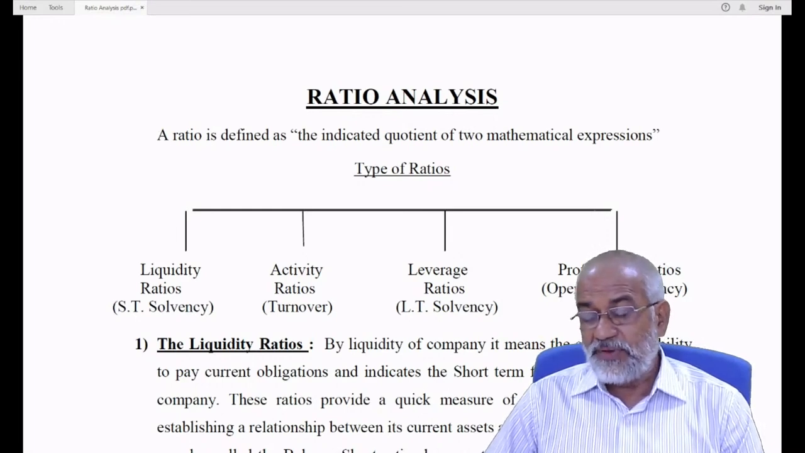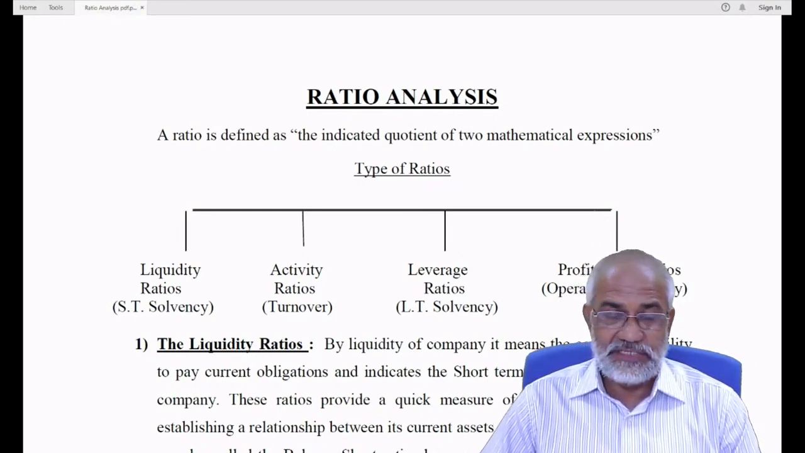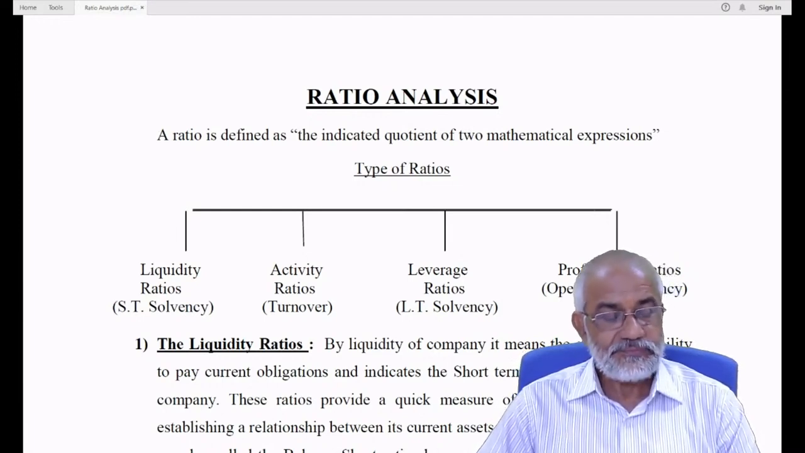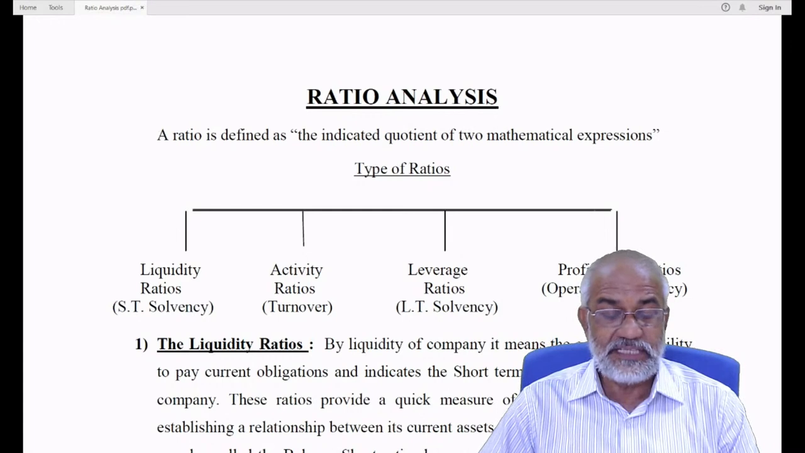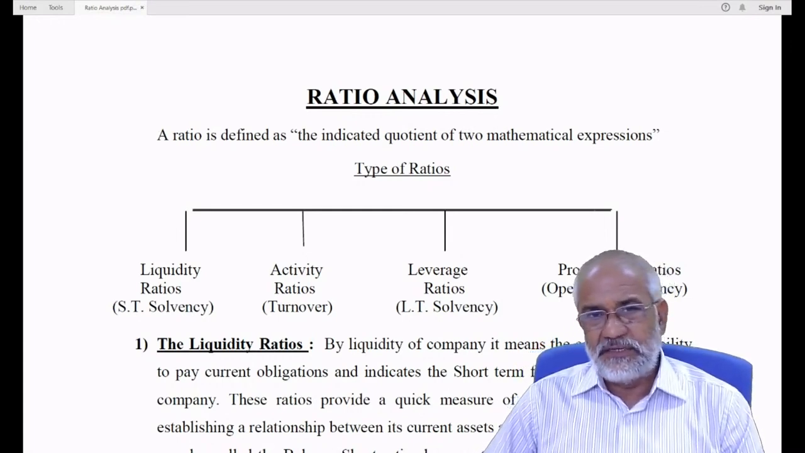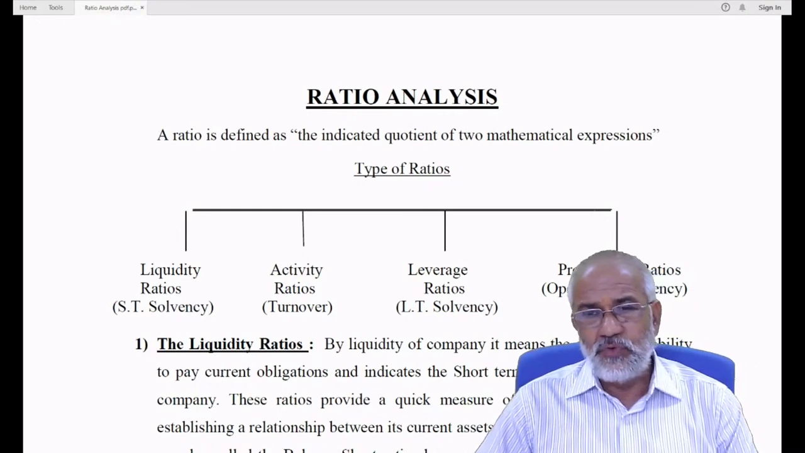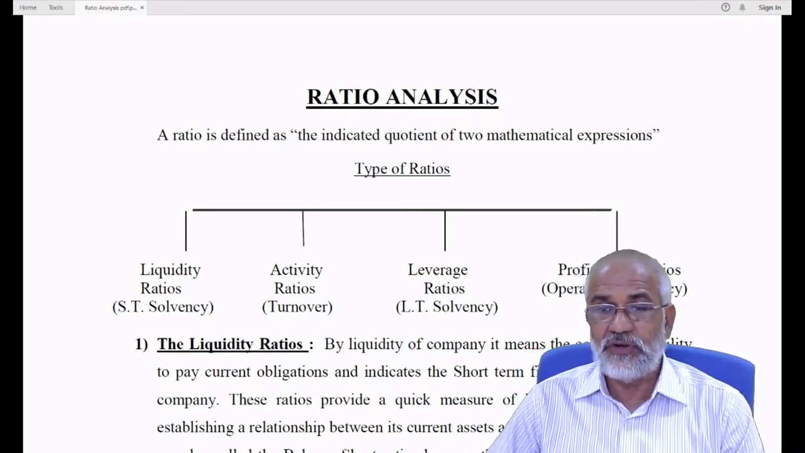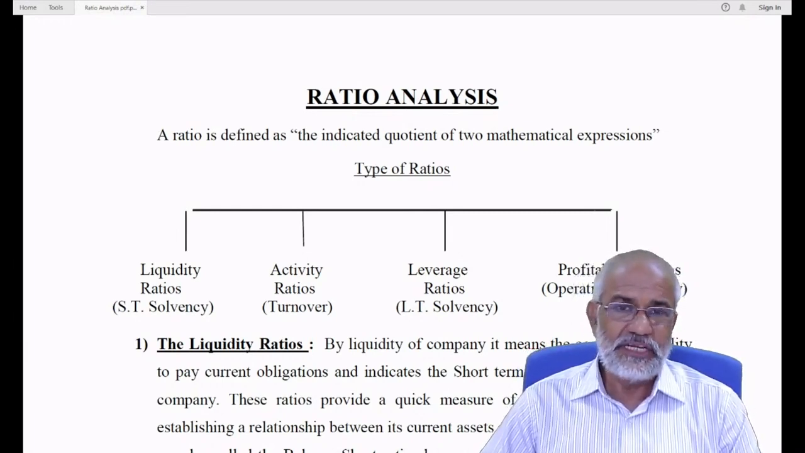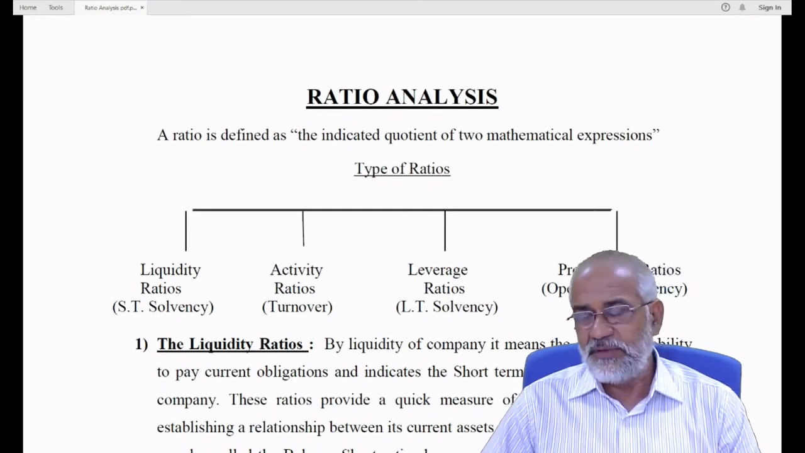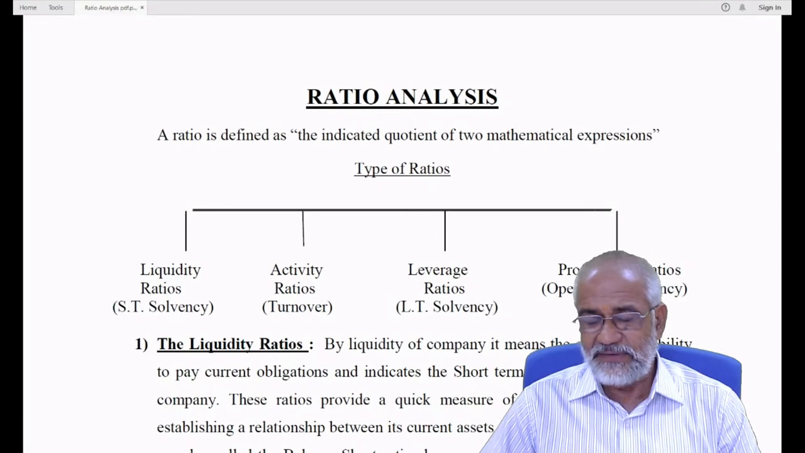It is the end part of the financial statement analysis, which comes under ratio analysis, that we will discuss today. That is the theme of our discussion. A ratio is the indicated quotient of two mathematical expressions. That means when two figures are compared with each other for determination of a certain result, it is called a ratio. It may be in the form of a quantitative figure, or it may be in the form of a financial figure.